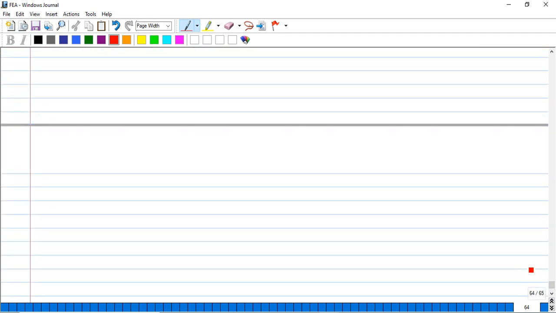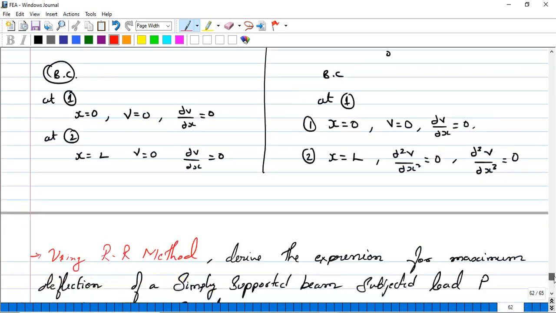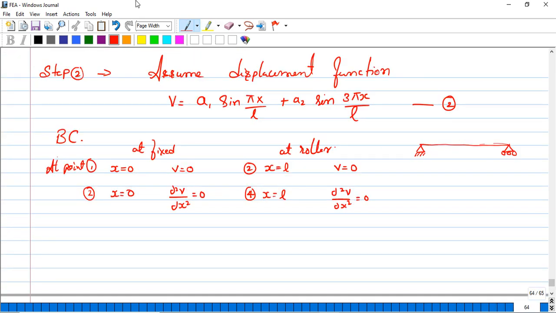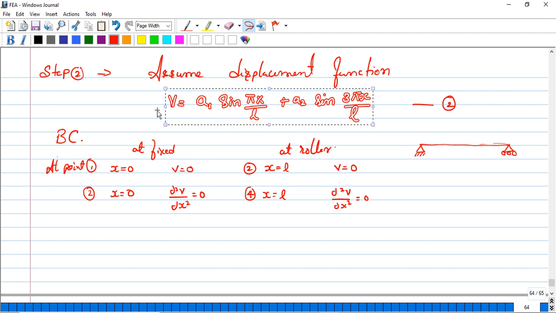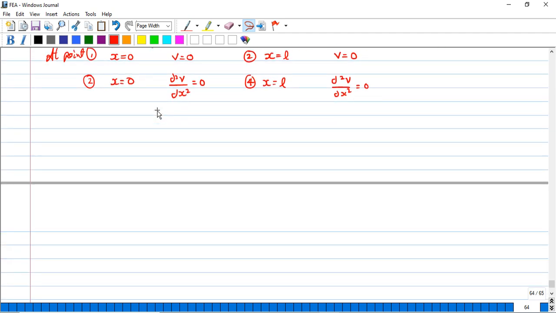Next, we shall differentiate. We know the equation, so rather than rewriting it, I will copy it and consider the same over here.